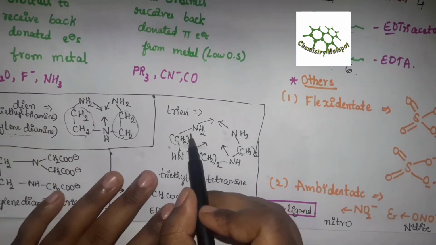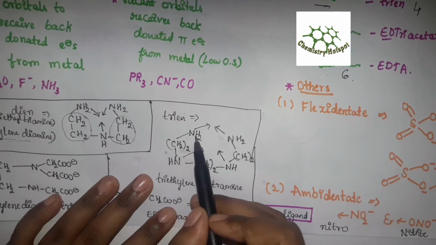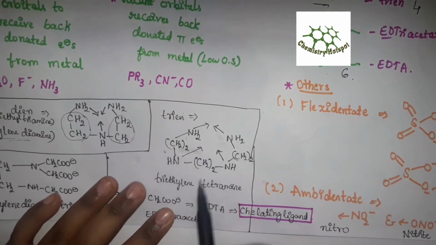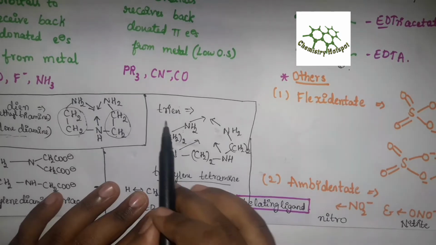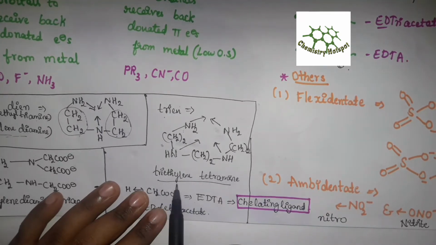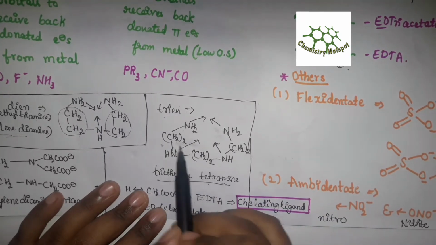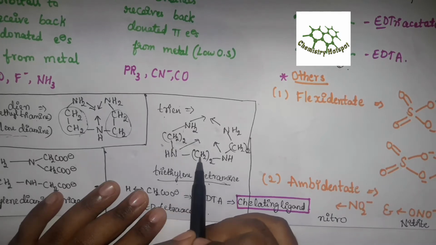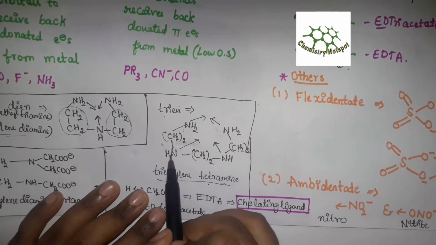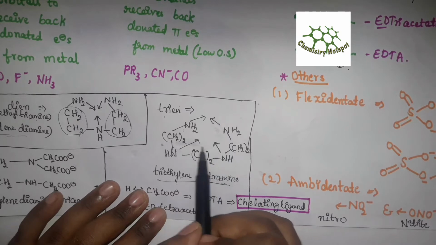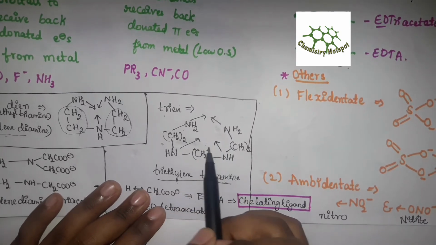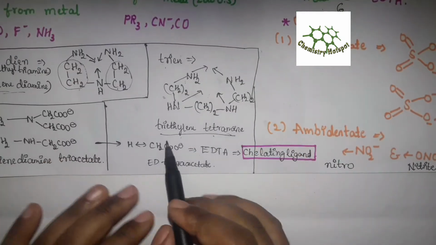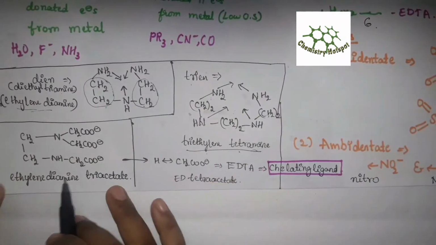And the next one is trien. Trien involves three ethylene groups, triethylene tetramine. So you can find the three ethylene groups and 4 amine groups, and hence the 4 donating sites of nitrogen lone pairs.